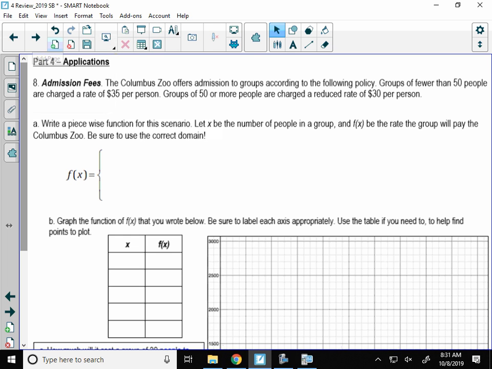Video for the review, part 4. These are applications of piecewise functions. So the first one is about admission fees for the Columbus Zoo. It says the Columbus Zoo offers admission to groups according to the following policy.